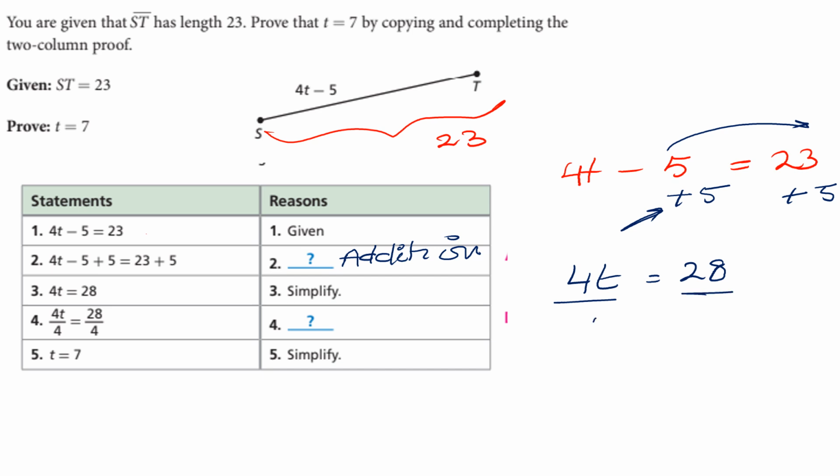Now what do I do after that? I divide both sides by 4. So when I divide, which property am I using? Definitely I am using the division property of equality. Now, what is the answer? When I divide 28 by 4, I will get 7. So what did I do? I simplified and got the answer.